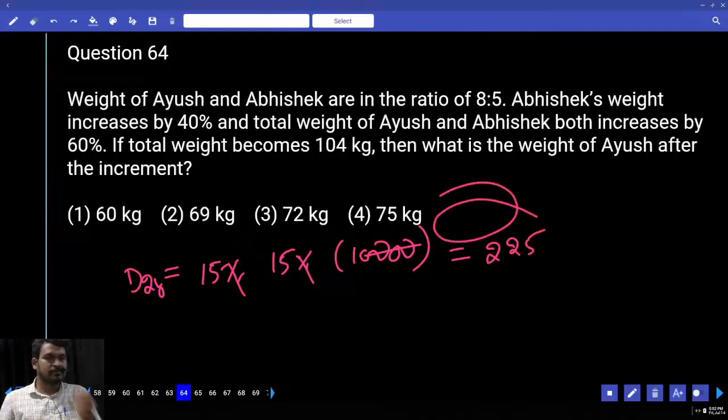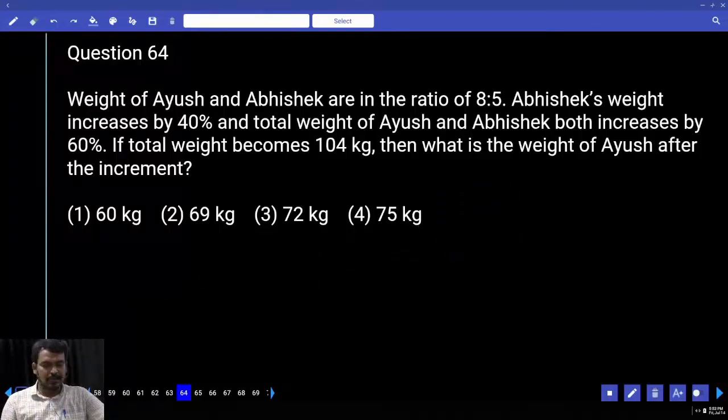Next, 64. Weight of Ayush and Abhishek are in the ratio 8:5. Abhishek's weight is increased by 40% and the total weight of Ayush and Abhishek both is increased by 60%. If the total weight becomes 104 kgs, what is the question here? What is the weight of Ayush after increment? Okay. Ayush is how many parts? 8 parts. Abhishek 5 parts.